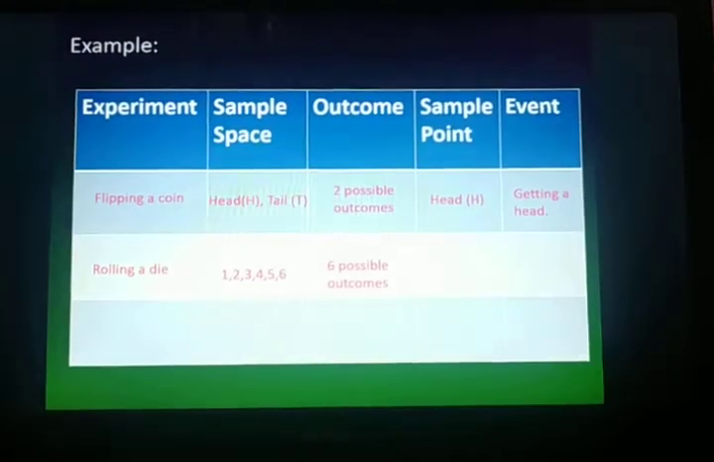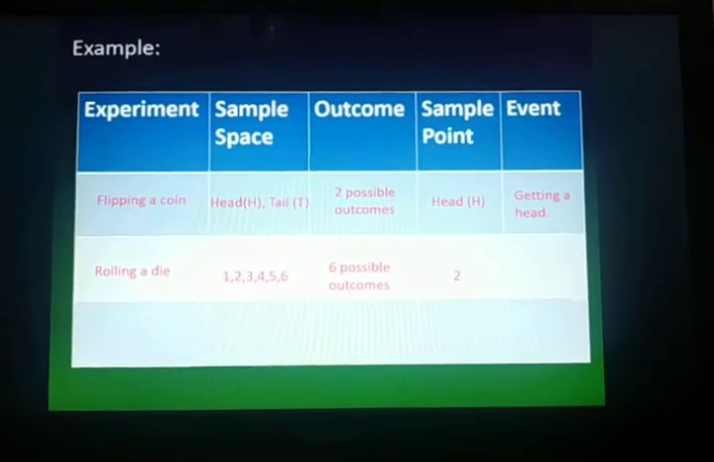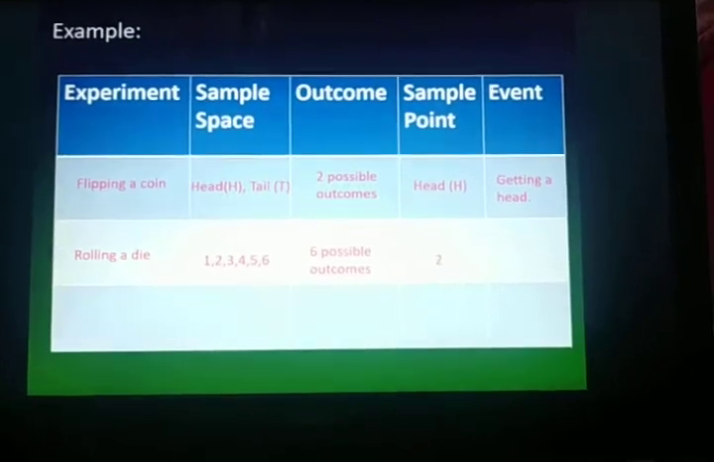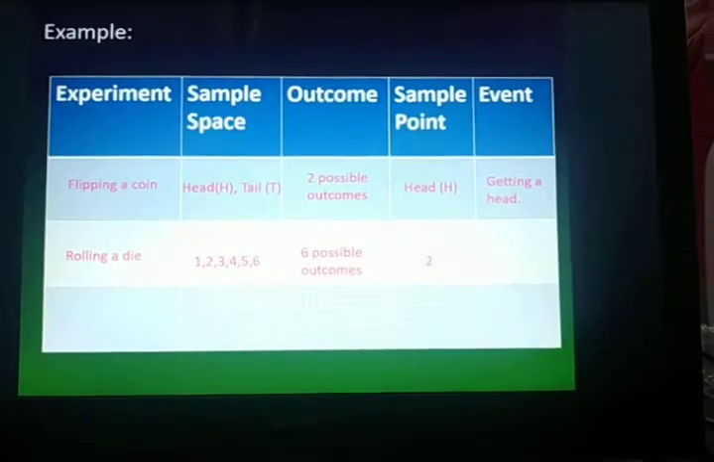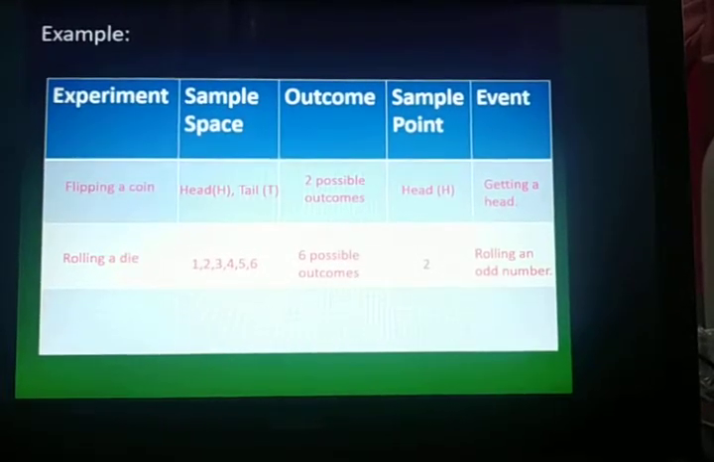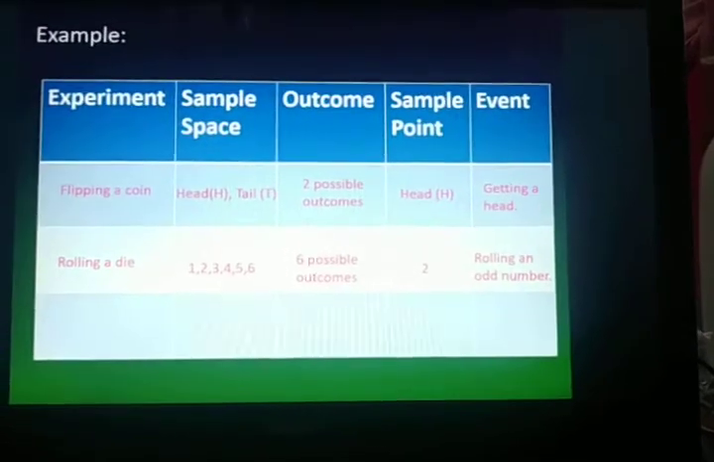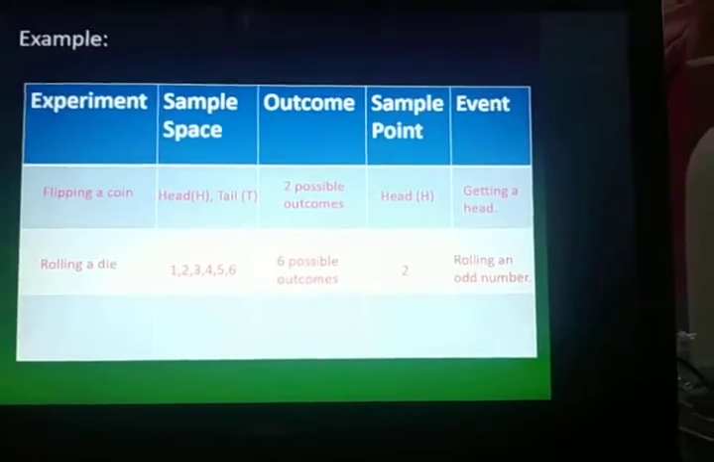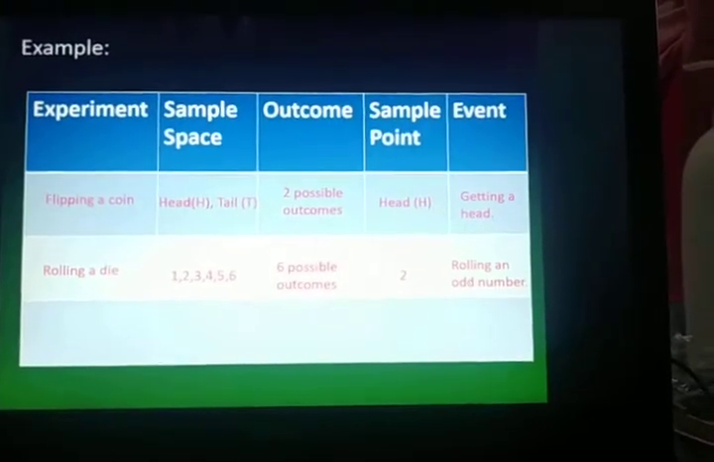The sample point: when you roll the die, what comes out, for example, is 2. So, 2 is a sample point. The event, for example, is getting or rolling an odd number. The event is that when you roll, an odd number comes out. That's an event.